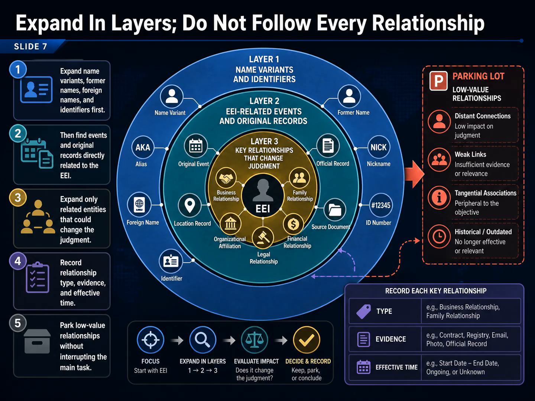Search expansion also needs layers. Begin with name variants, former names, foreign language names, and unique identifiers. Then search for events and original records directly related to the EEI. Expand a connected entity only when that connection could change the judgment. For every relationship, record the type, evidence, and effective period. Following every visible name will quickly pull you away from the original problem. Park low-value relationships and define when they would be worth revisiting.